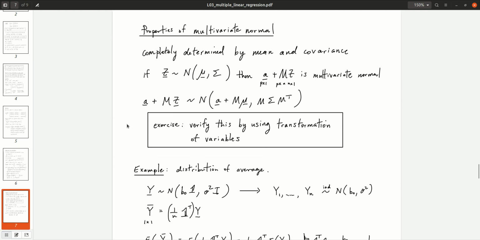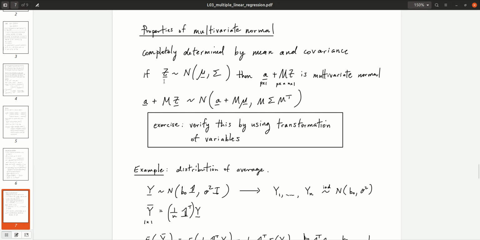So to recap, what I mean by that is if I tell you it's multivariate normal and I tell you the mean vector and the covariance matrix, that's all you need to know about the vector to completely know what its distribution is.